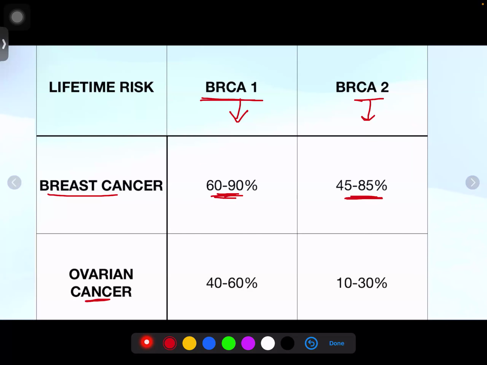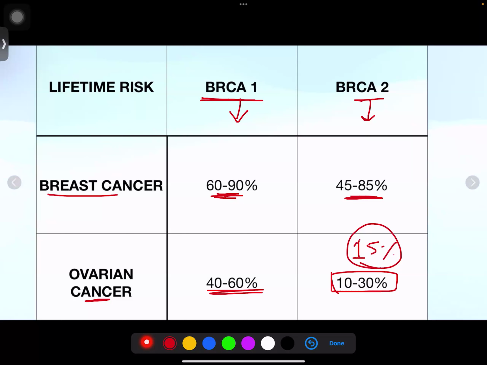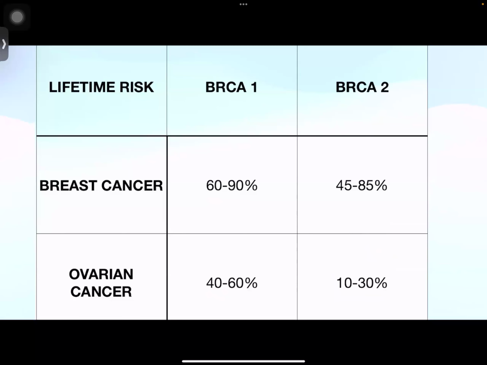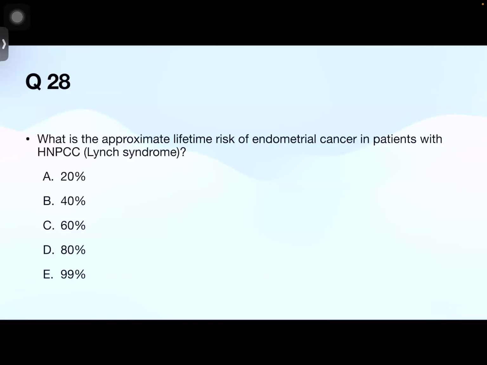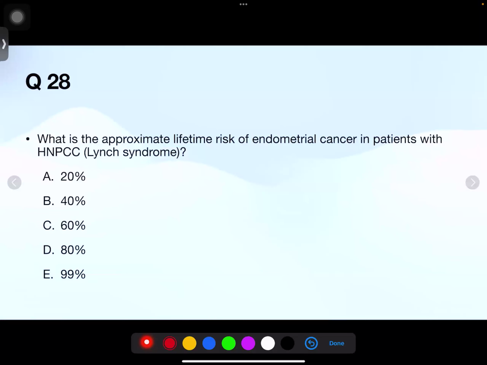Now in ovarian cancer, BRCA1 is 40 to 60, and BRCA2 is 10 to 30. So 15 would be lying here. 15, 20, 30, whatever the option would be. So these two genes are very, very important for the exam. These percentages are important.